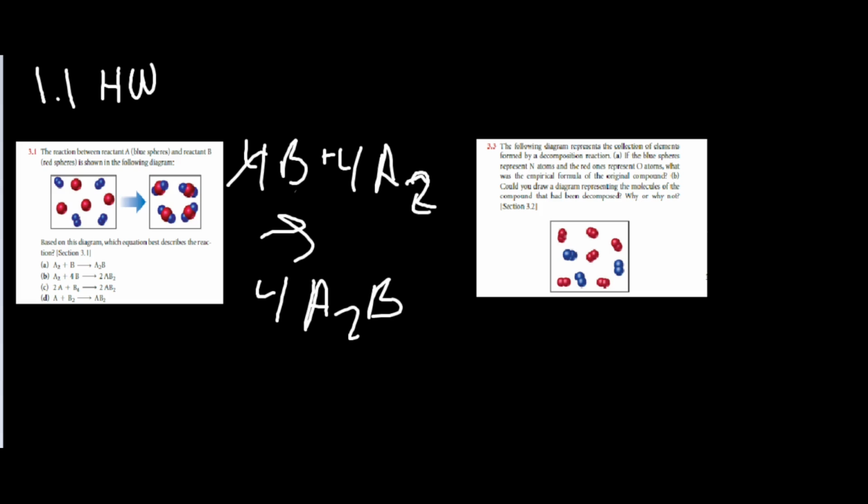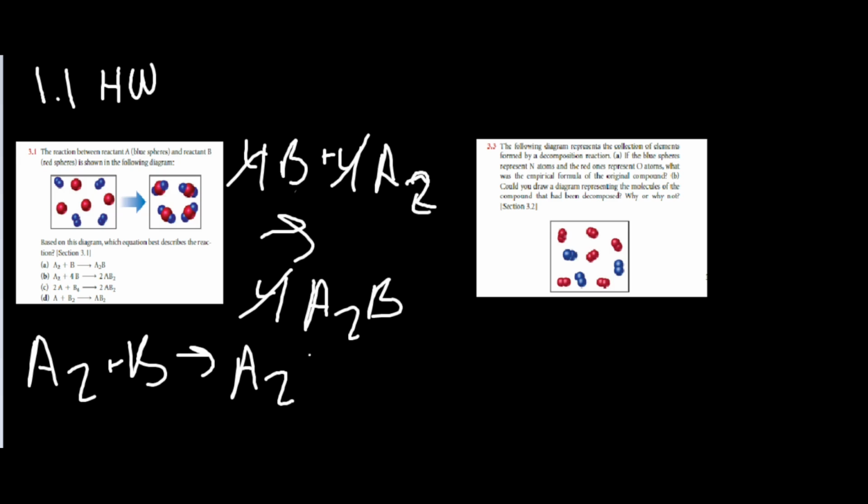And then we can cross out all of these fours to simplify, as a 4-to-4 ratio is the same thing as a 1-to-1 ratio. Therefore, we can just clear it out completely. It's kind of just like simplifying. It is simplifying, actually. And that'll leave us with our equation of A2 plus B becomes A2B. And that matches up with answer choice A. So that is the answer.